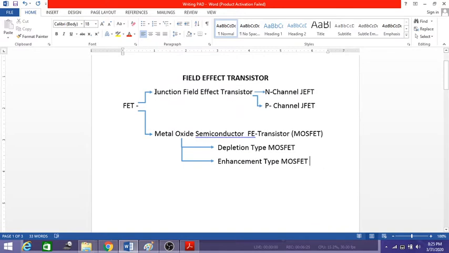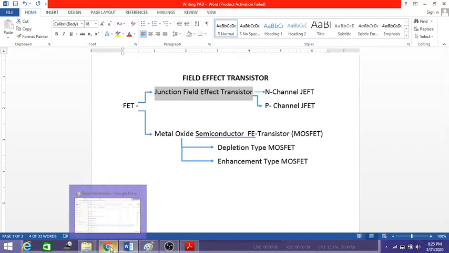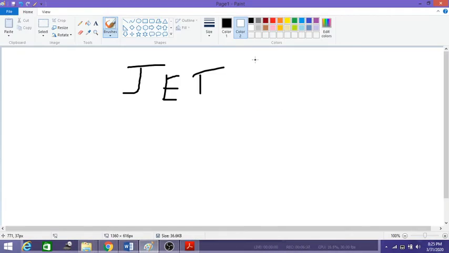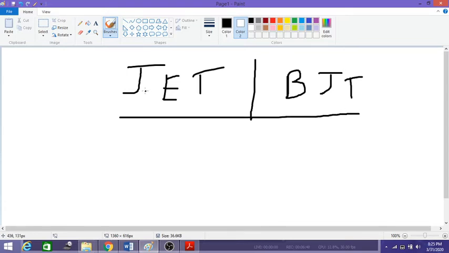Now let us jump into the junction field effect transistor. I explained to you about BJT. Now let us compare BJT with JFET. What is the difference between these two? JFET is a voltage controlled device, whereas BJT, I'll write I to represent the current, is a current controlled device. So this is one of the differences.